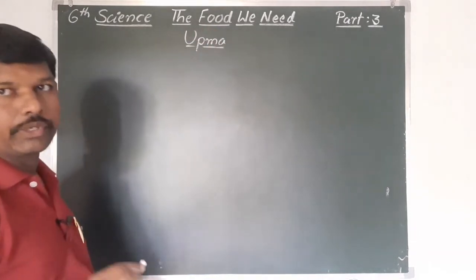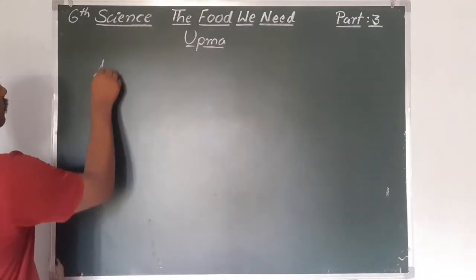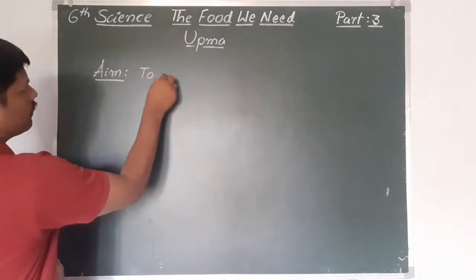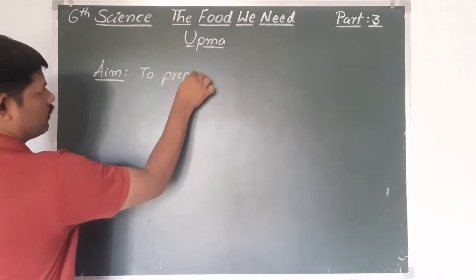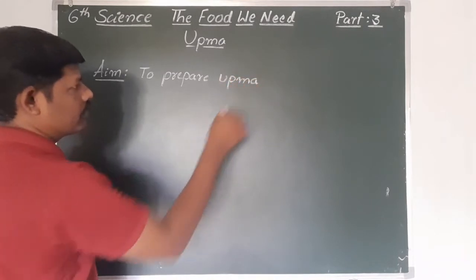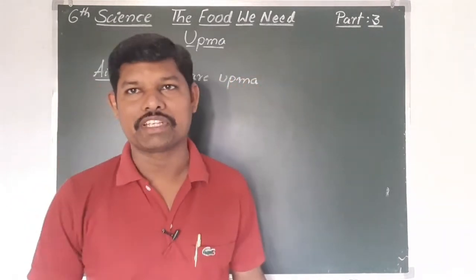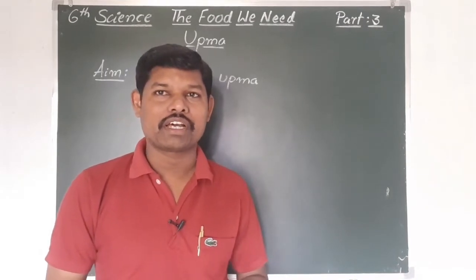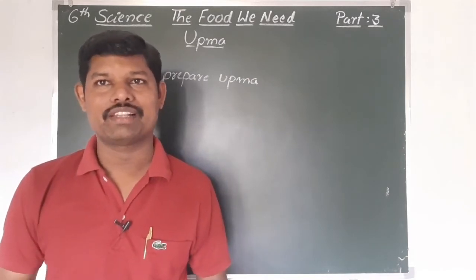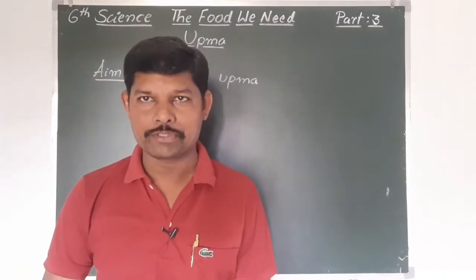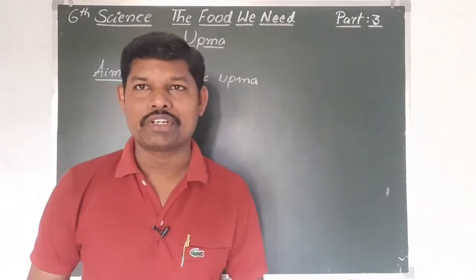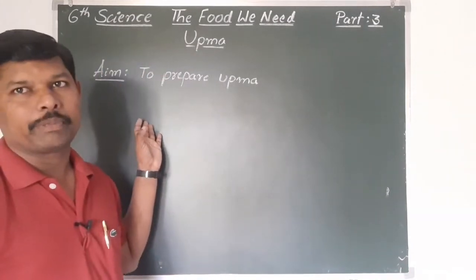First we have to write the aim. What is aim? Our aim is to prepare upma. If you don't know the aim, afterwards it will become something else. That is why first of all you have to keep in mind which food item you are going to prepare, upma. Okay, this is our aim. Finally, after completing, it should be like upma, not any other food item. Keep that in mind. So our aim is to prepare upma.